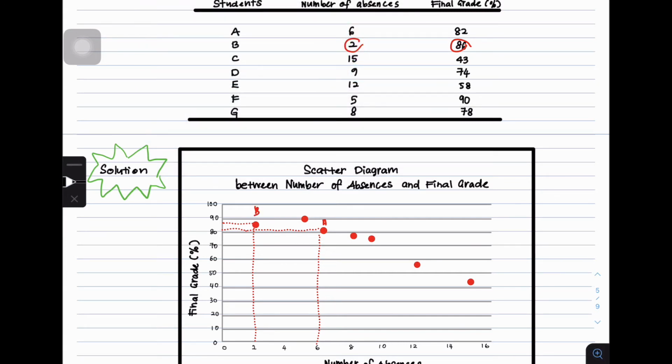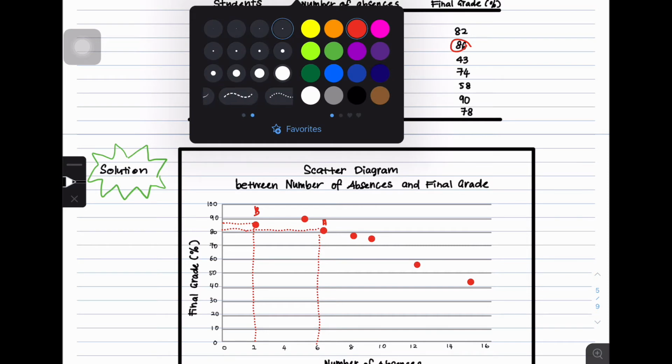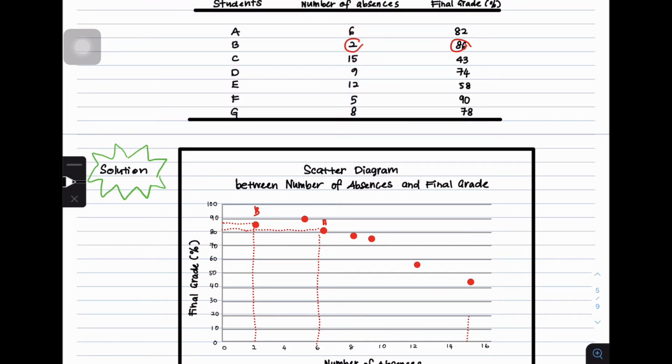And then for student C, number of absences is 15, markah 43. So number of absences is 15, 15 is here, let's say. Markah adalah 43, katakanlah dekat sini. So this one is for student C. So you boleh teruskanlah plot sampailah you dapat the whole thing. Maksudnya you plot the whole markah and the whole number of absent days.